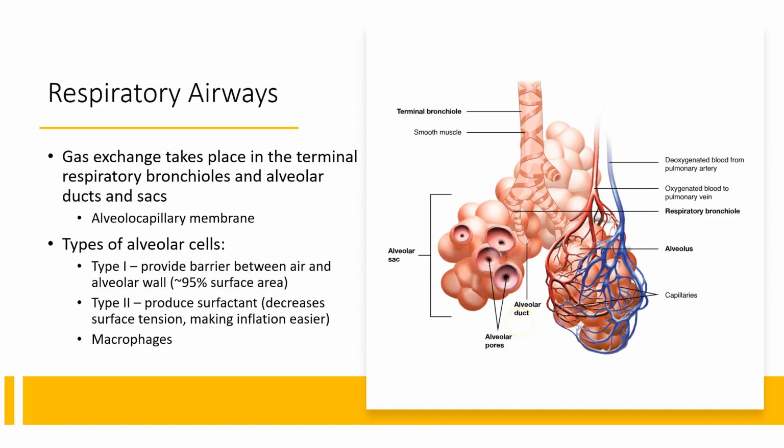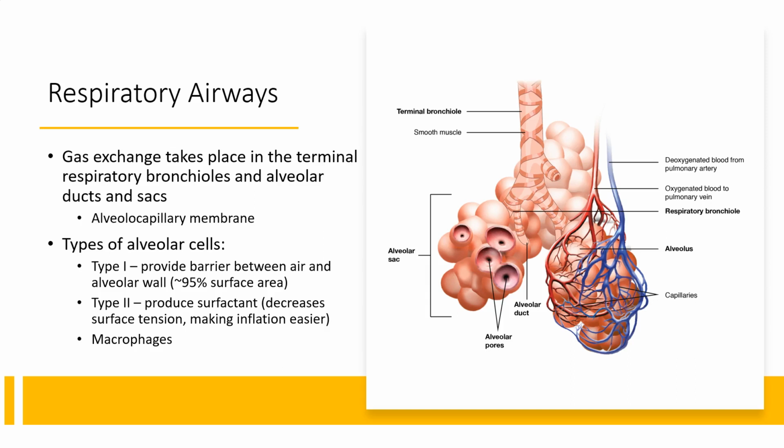In our alveoli, we have several types of cells. We have type 1 alveolar cells, which are large cells and provide most of the surface area within the alveoli. These are the cells that provide the barrier between the air and the alveolar wall. Type 2 alveolar cells produce surfactant. Surfactant is a substance that decreases surface tension, making inflation easier.